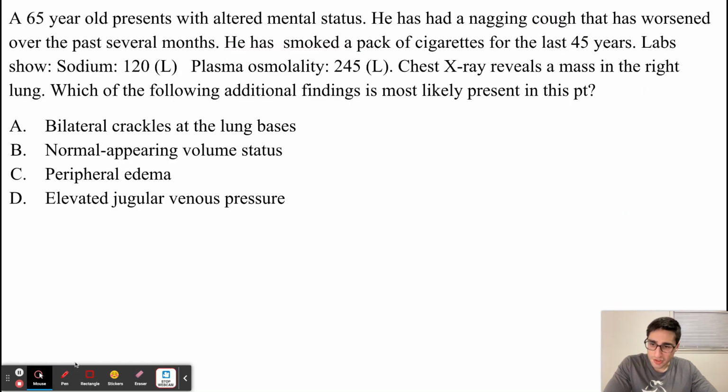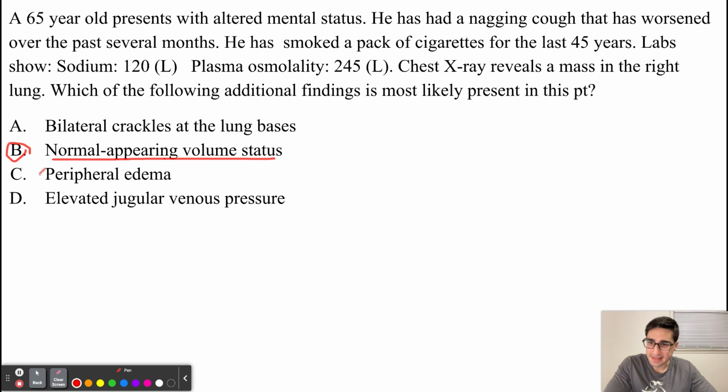So to answer the question, the answer choice is going to be answer choice B. There's going to be a normal appearing volume status because of the increase in natriuretic peptide release and downregulation of the renin-aldosterone axis. As a result, we're going to have a normal appearing volume status in SIADH.